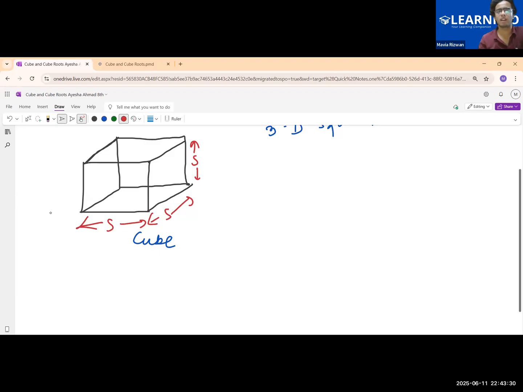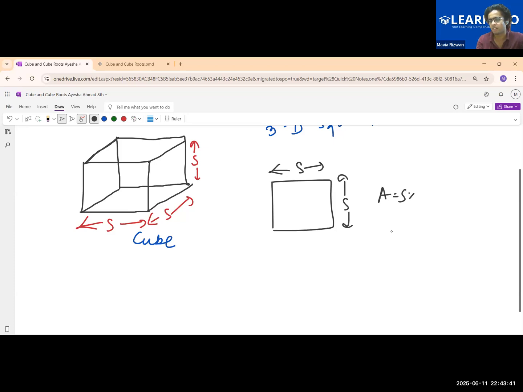Ayesha, in a square we have 2 sides basically. We have this side and this side. That is why the area of a square is given by side into side, that is side squared, right, Ayesha? Yes, sir. Now, since we have added another element that is going upwards, and that is also equal to s, we are introducing a third one. This is side, this is side. This part is a square, and this another one is also a side.